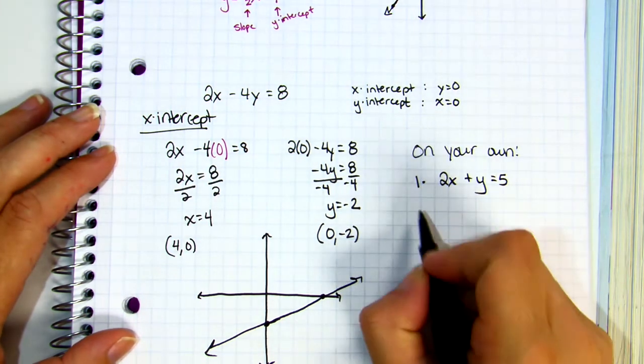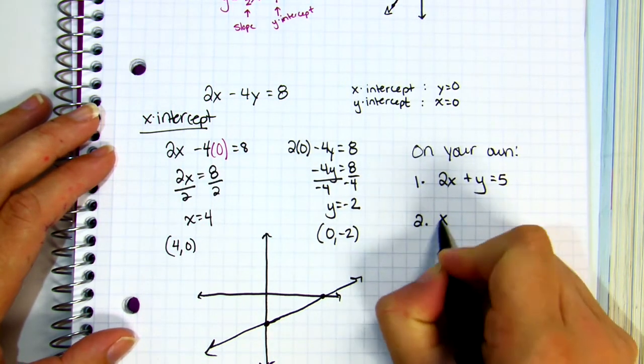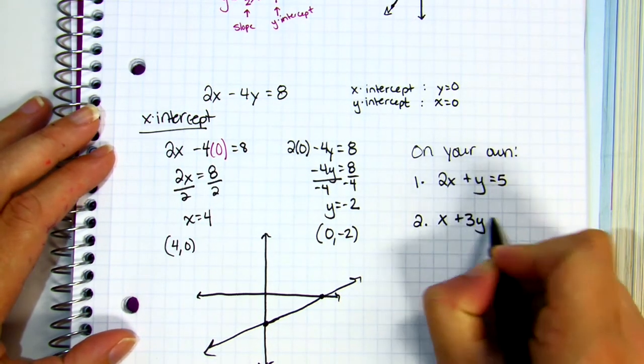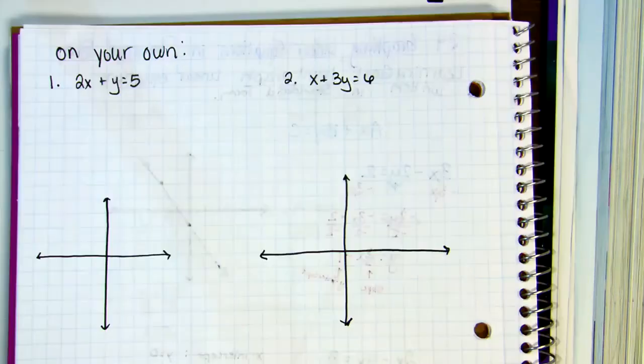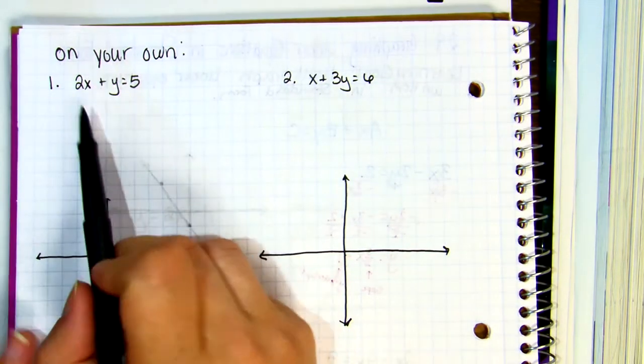And then also x plus 3y equals 6. So do those on your own real quick, and then turn this back on. We'll check your answers, and I will go over one type of word problem that you're going to see. Checking this on your own.